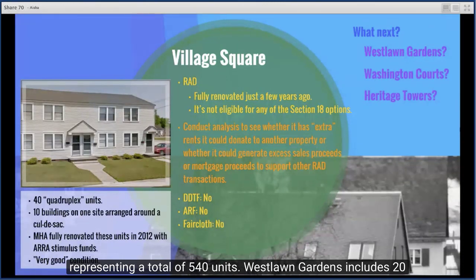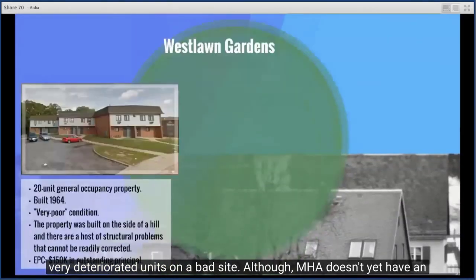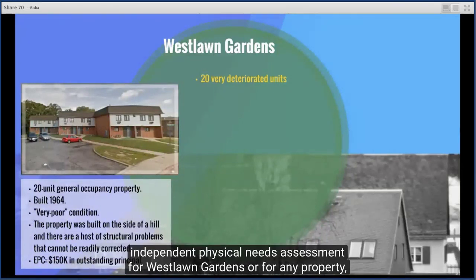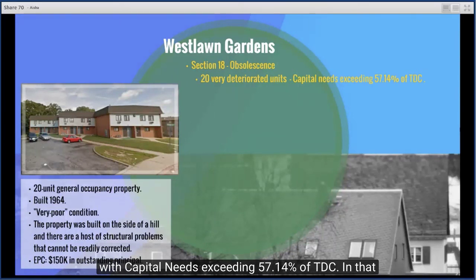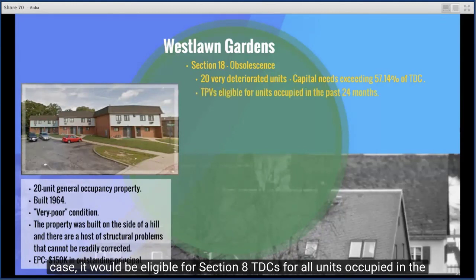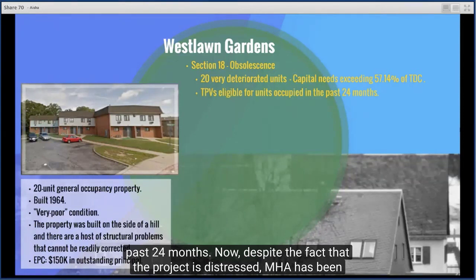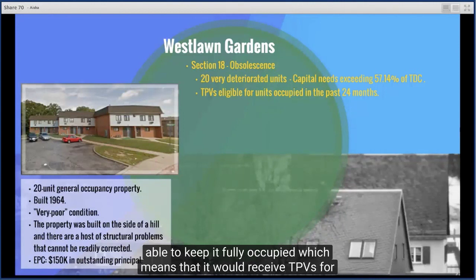West Lawn Gardens includes 20 very deteriorated units on a bad site. Although MHA doesn't yet have an independent physical needs assessment for West Lawn Gardens or for any property, MHA feels reasonably certain that the project will qualify under obsolescence, with capital needs exceeding 57.14% of TDC. In that case, it would be eligible for Section 8 TBVs for all units occupied in the past 24 months. Now, despite the fact that the project is distressed, MHA has been able to keep it fully occupied, which means that it would receive TBVs for each unit.